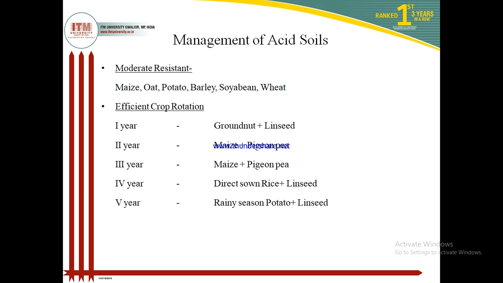Now, if you want to improve the acid soils, in the first year you take groundnut plus linseed. The second year crop rotation should be maize plus pigeon pea. In the third year it should be maize plus pigeon pea. The fourth year it should be direct sown rice plus linseed. And the fifth year, rainy season potato plus linseed.